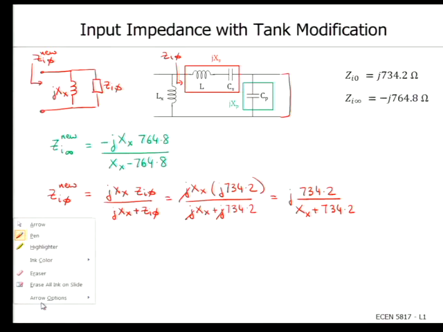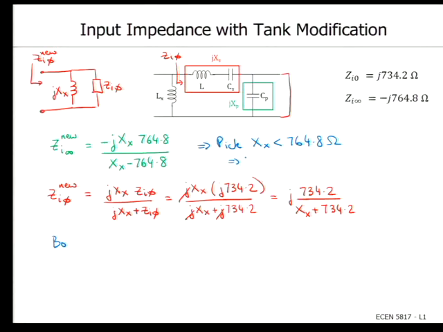All right? So as long as we pick XX as less than 764.8 ohms, both Z input 0 nu and Z input infinity nu are inductive. Okay? So we have our ZVS range just went off to infinity.